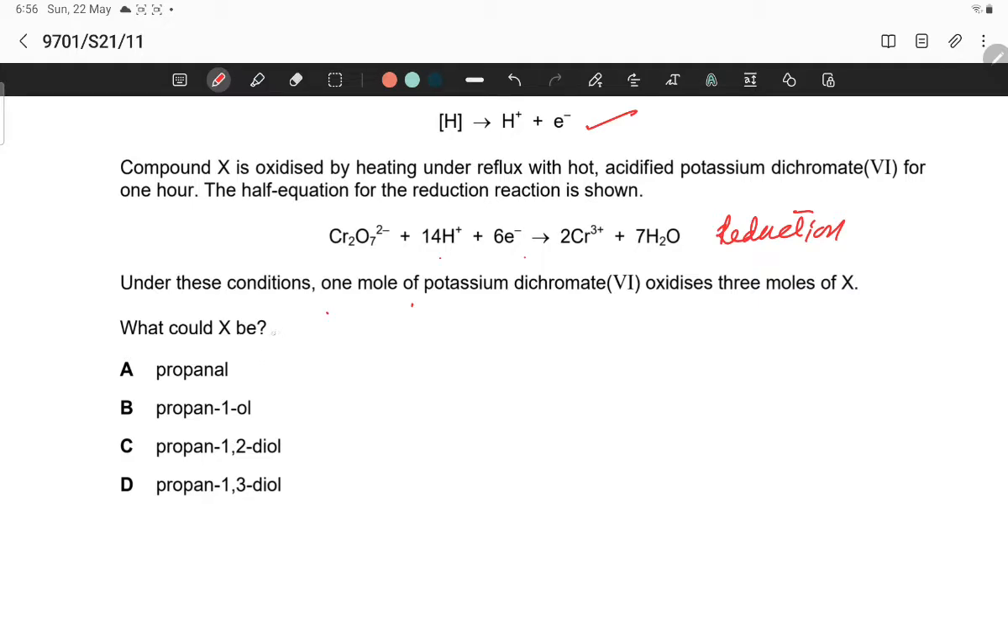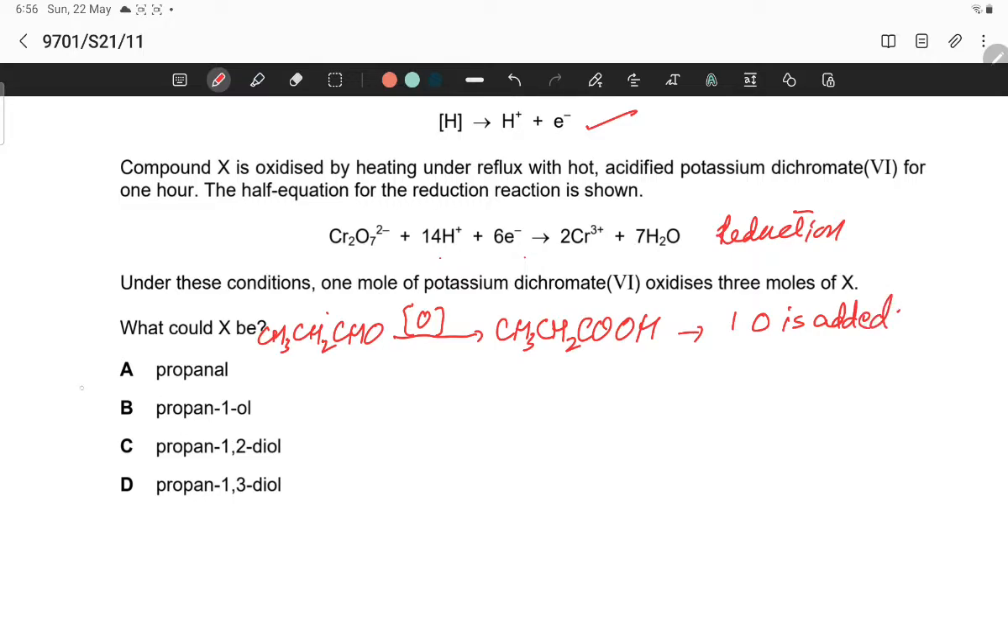CH3CH2CHO, this is propanal. One oxygen atom is added to form CH3CH2COOH. One oxygen atom is added, so for one oxygen atom there are 2 electrons. Two electrons are lost by this.